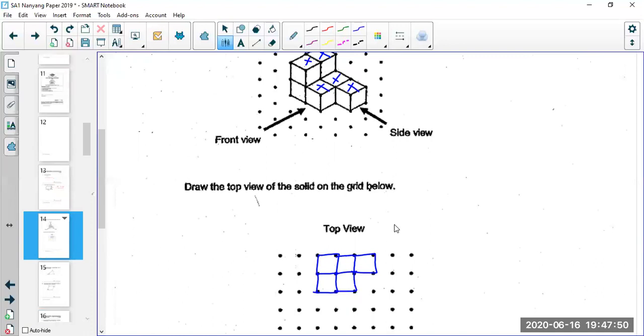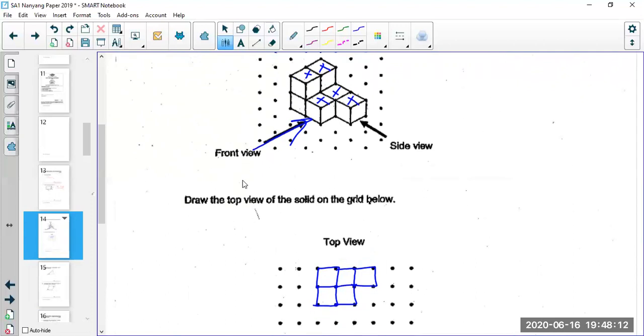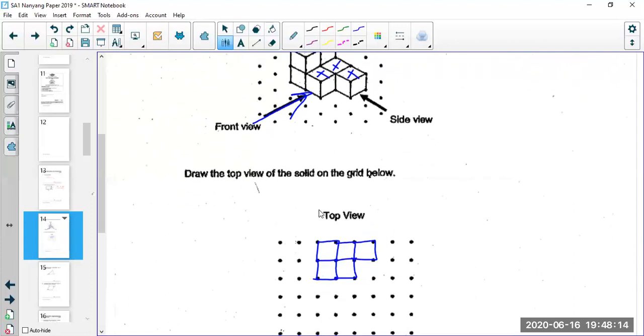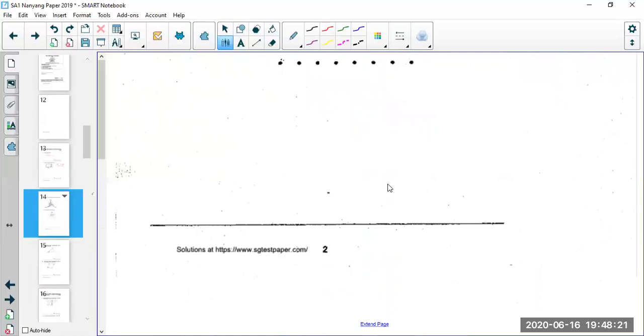So that is your top view. Is there any other drawing? There's not really any other drawing because for the top view, you have to stand in front first, right? Stand in front, and then you look down. If you look down, you will see this drawing. If you stand at the side and look down, you get a different drawing. Your teacher will have told you, always stand in front, then look down. So there's only one answer, one drawing. Got it? Okay, let's go on to the next one.